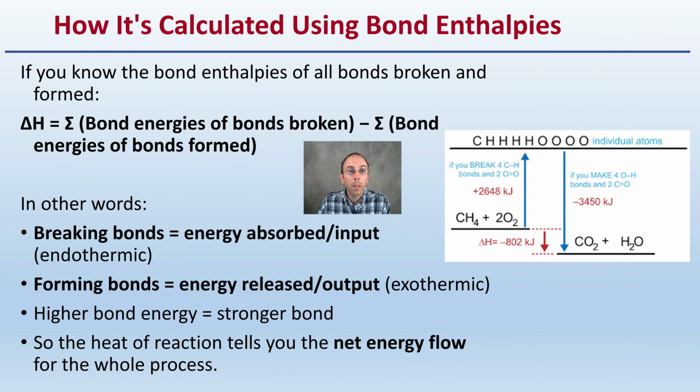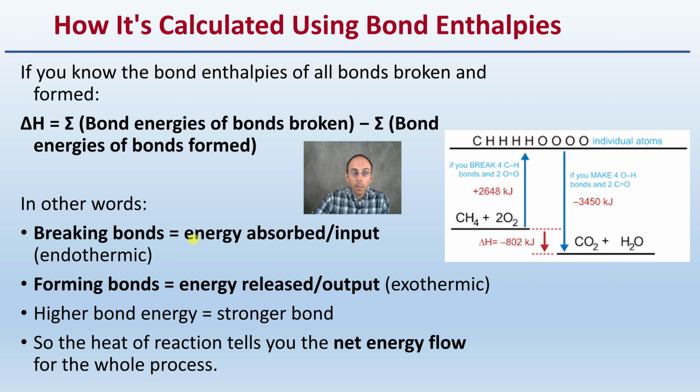All right, so how is it calculated using bond enthalpies? Well, if you know the bond enthalpies of all bonds broken and formed, essentially what we're looking at is the change in enthalpy, as this uppercase sigma means summation. The summation of the bond energies of broken bonds subtracted from the summation of bond energies of bonds formed will get you your total bond energy.